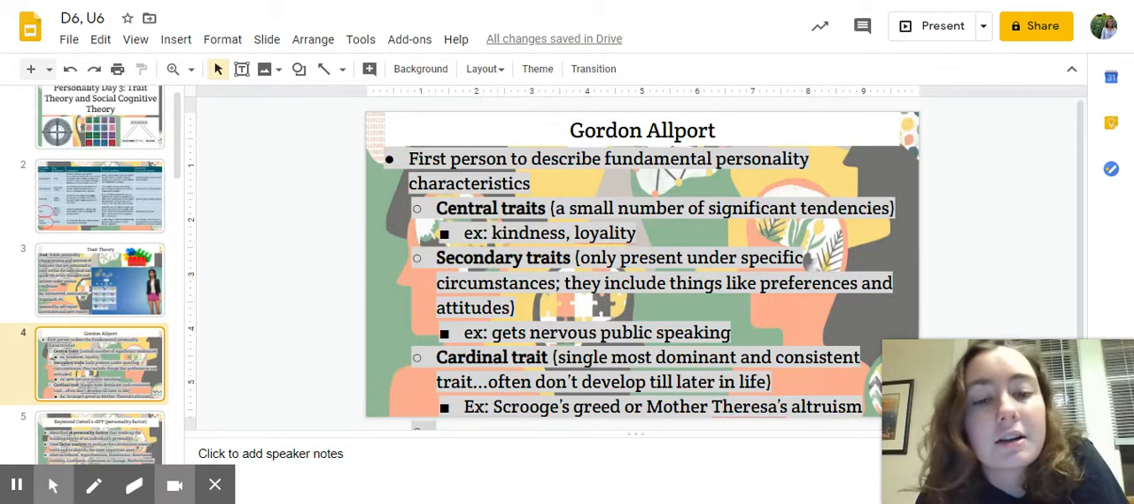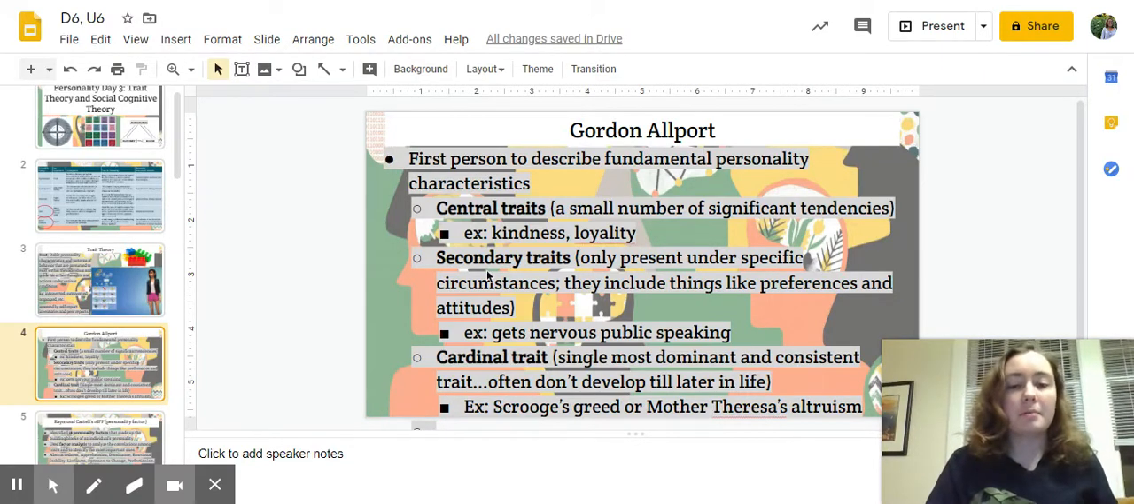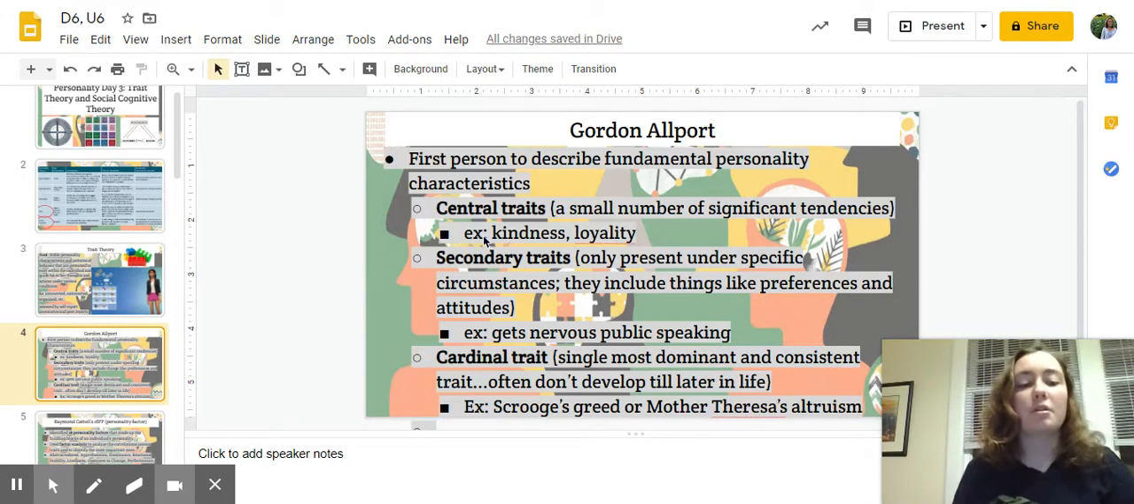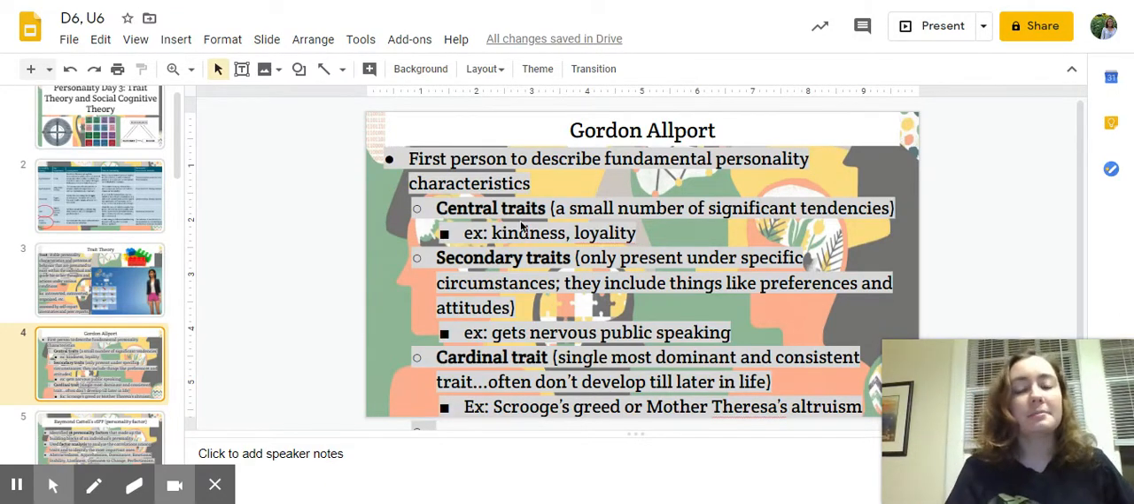Then we have secondary traits, and these are things that are still important, but whereas the central traits are things that are guiding your everyday personality, so you're seeing these shown through your behavior each day, secondary traits only present themselves in specific circumstances, and they're more like your preferences and attitudes rather than your overall tendencies of being kind or loyal.